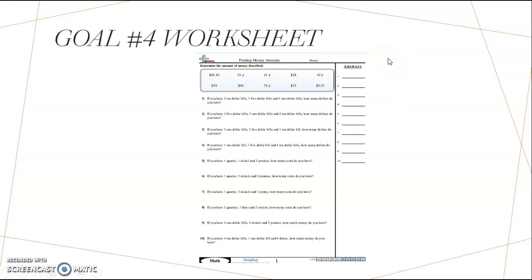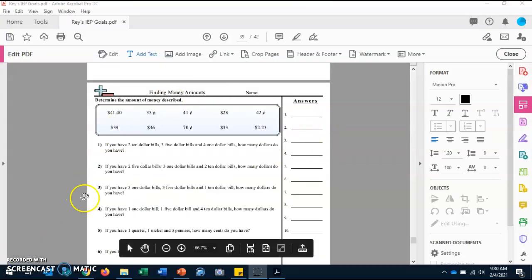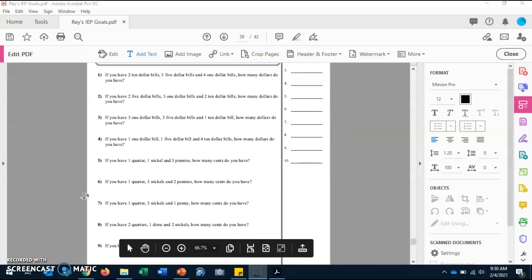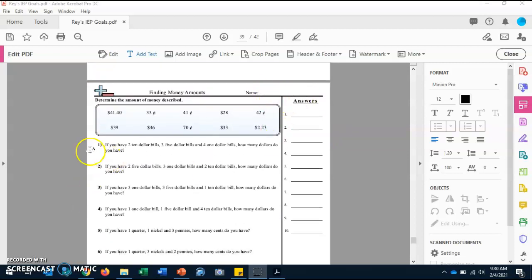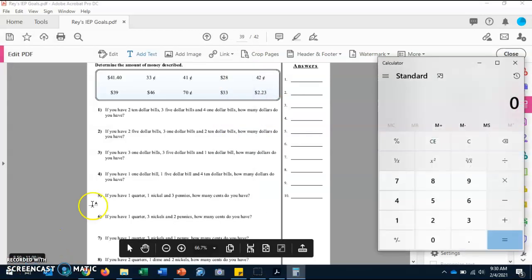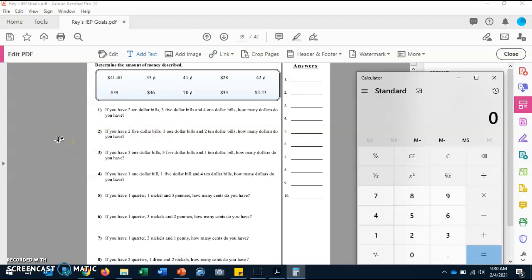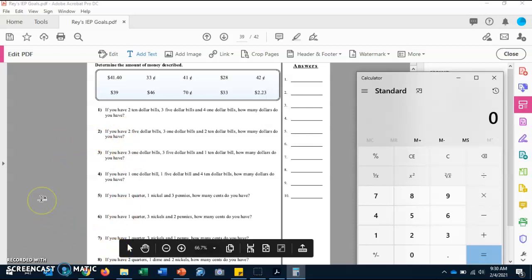And now for our worksheet, we're going to work on finding money amounts. So if you can please take out this worksheet so we can work on it together. So here is our worksheet. We have 10 questions. Don't forget to write your name and the date on the top, and also get out your calculator, as we will be needing it for this assignment. I will be doing question number 1 with you, and you will be working on the rest on your own.